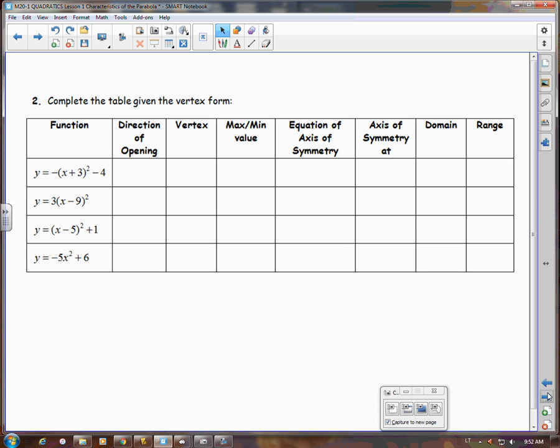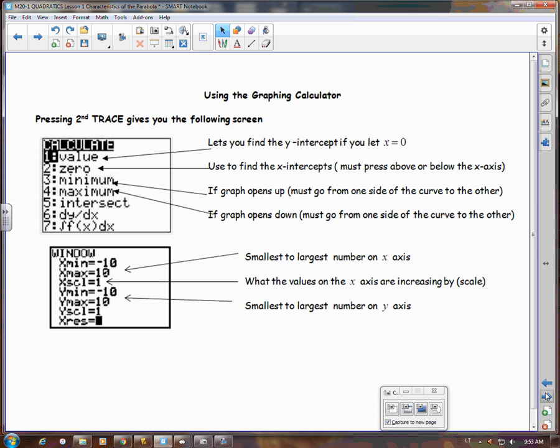Okay, so let me see. This question says complete the table given the vertex form, so we can do that. Let's move right into using your calculator.